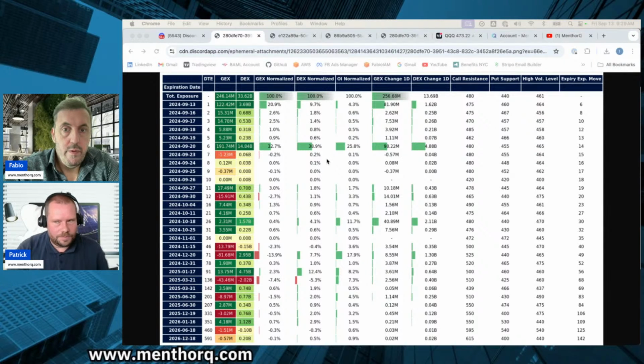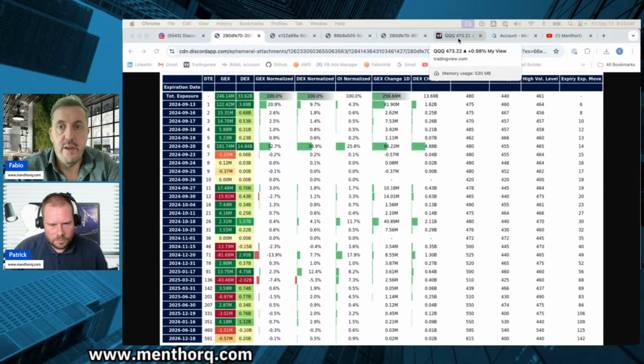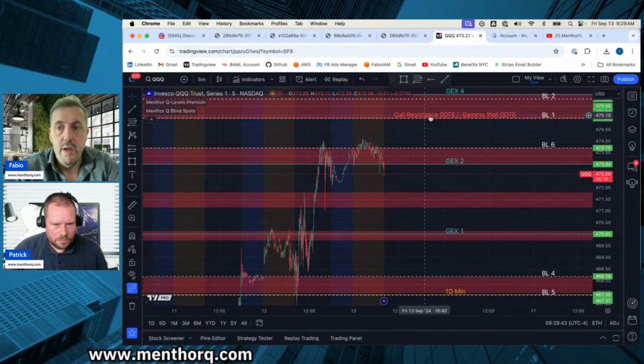And also look at, for example, the percent of gamma expiring. So we have the 920 expiration, which is the OPEX, 32%. We have 38% of gamma, 25% of open interest, and these are the levels for that expiration. So we have 480, put support 455. So always monitor that. We are almost there. We are almost at 480, I guess.